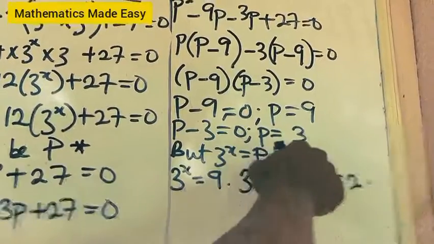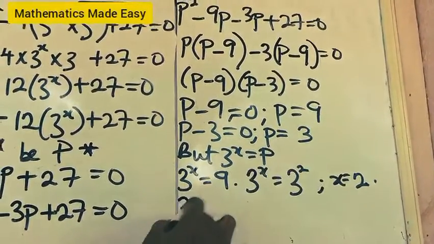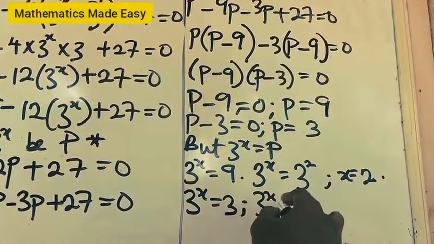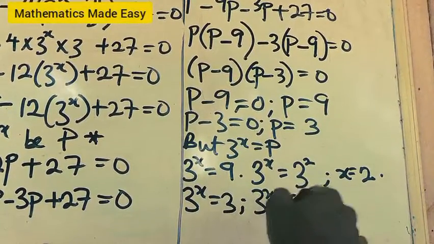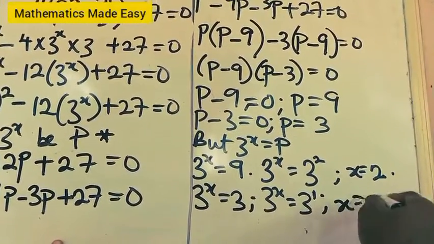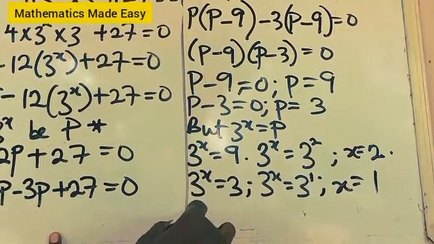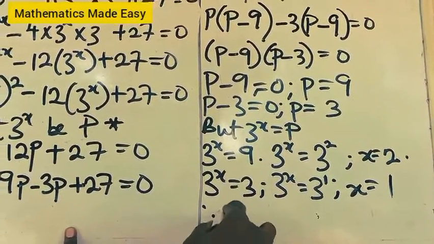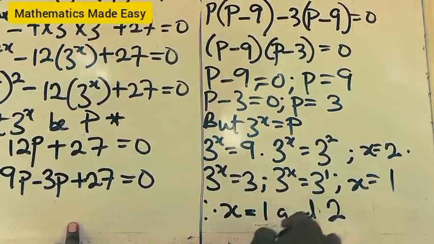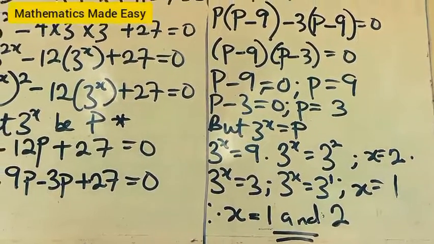Remember, p also has another value, which is 3. I will say 3 raised to power x is equal to 3. Therefore, my 3 raised to power x is 3 raised to power 1, because 3 raised to power 1 is also the same thing as 3. And finally, my x is equal to 1. Therefore, the values of my x are 1 and 2. This is my final answer.